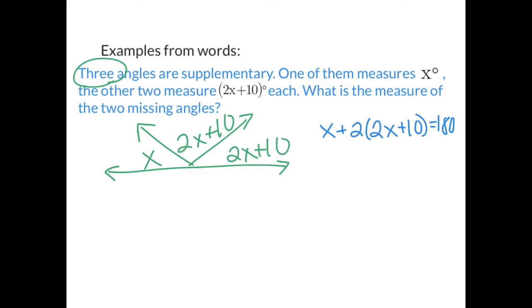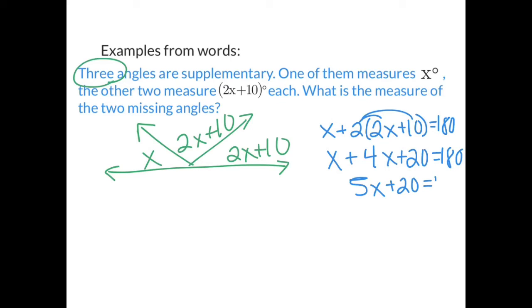Give me some space to solve that problem. So I'm going to use some distribution for this one. Distributing the 2 through will allow me to do some simplifying by combining like terms. So 5x plus 20 equals 180. I'm going to subtract 20 from both sides to get 5x equals 160. I will then divide by 5, so x is going to equal 32.